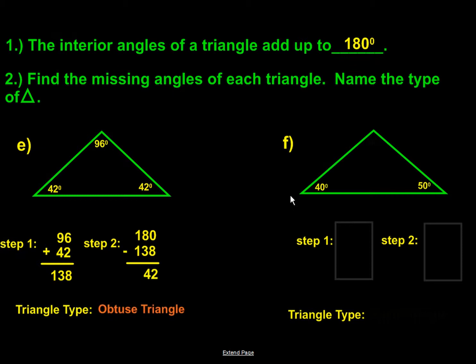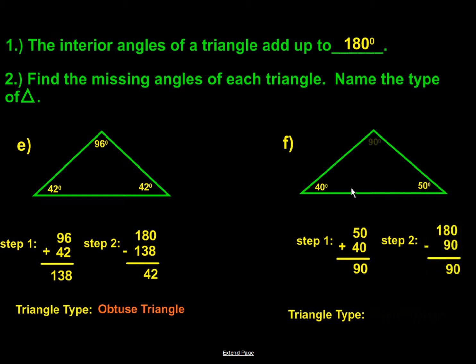Now let's take a look at F. We have an angle of 40 degrees and an angle of 50 degrees and a missing amount for the top. We take the two that we know, add them together, we get 90 degrees. We take the answer and subtract that from 180, which gives us 90. So the missing angle is a 90 degree angle, and the triangle type, because we have a 90 degree angle, makes it a right triangle.